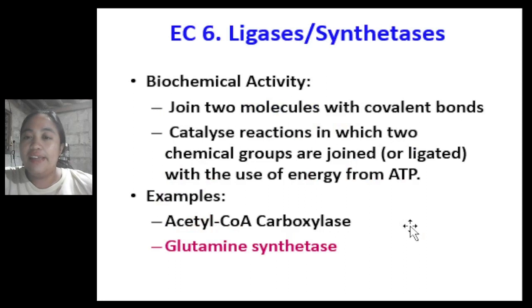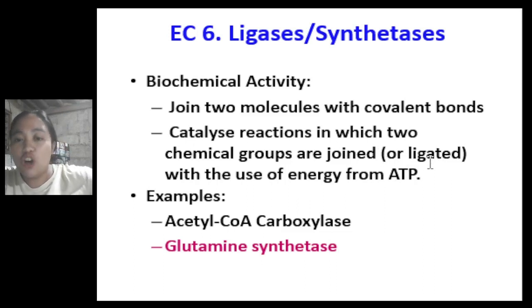Okay, the last one, the ligases or the synthetases, they join two molecules with covalent bonds. So they catalyze reactions in which two chemical groups are joined or ligated with the use of energy from ATP. So another clue to know that this class of enzyme is ligase or synthetase is that all ligases and synthetases need ATP, or use energy from ATP. So if ATP is on the reactant side, it is possible that that class of enzyme is class number 6 or ligases.